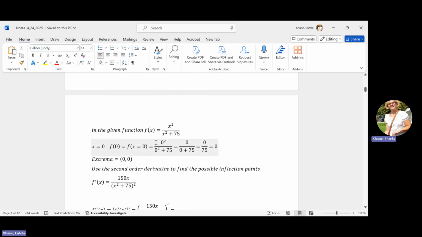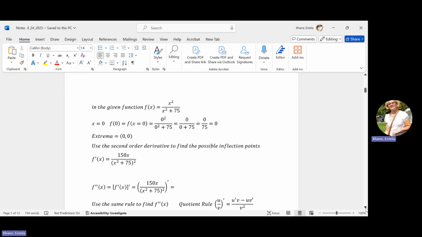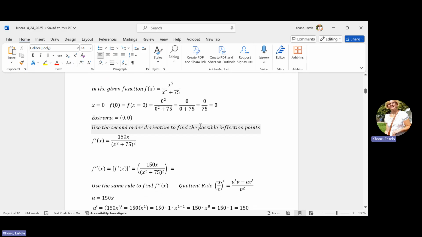So yeah, I substituted, so the extrema is going to be 0, 0. Now we're going to use the second order derivative to find the possible inflection points. And you see the word possible in there. Why? Because you still have to go through the table with the test values. It's not enough to say that the second order is equal to 0.